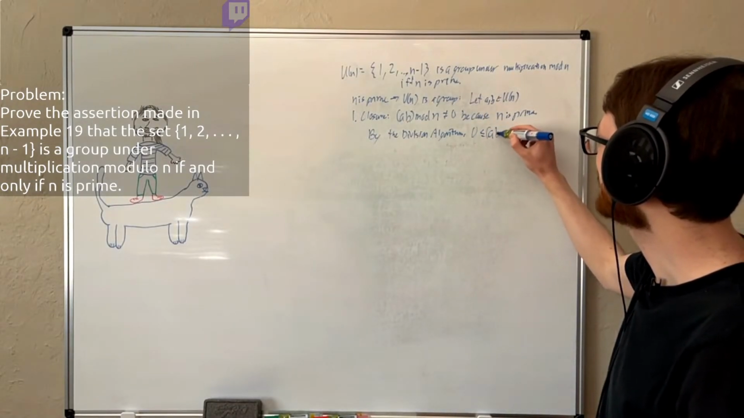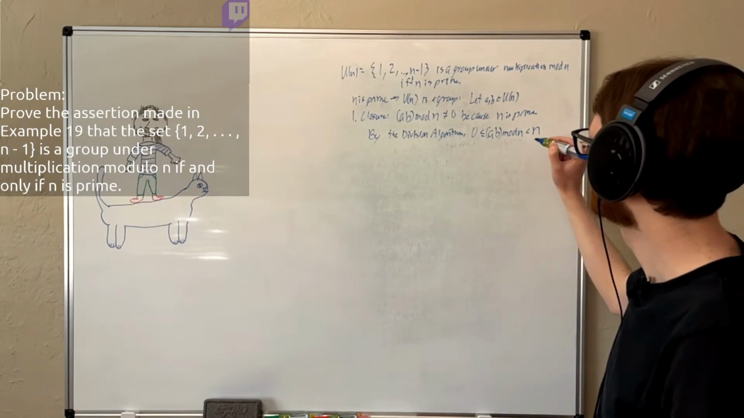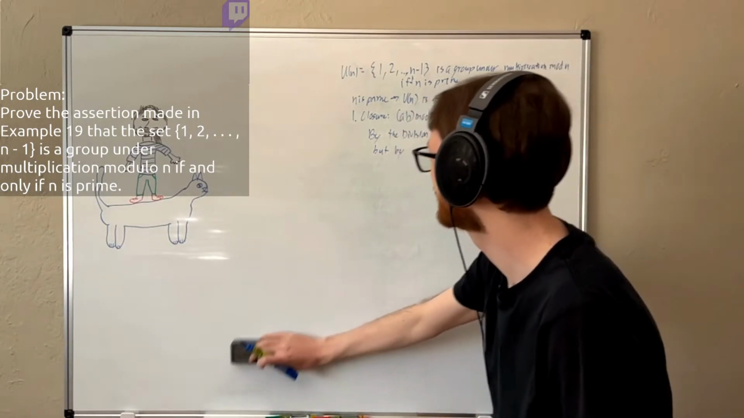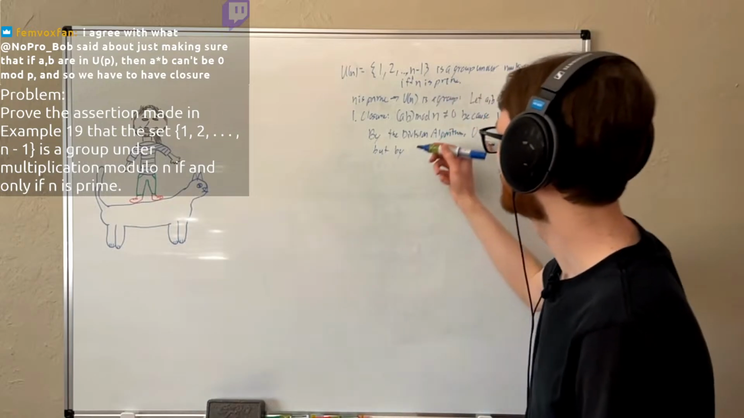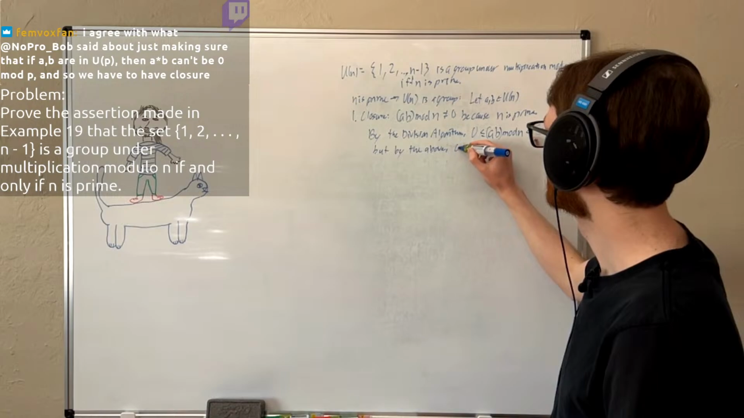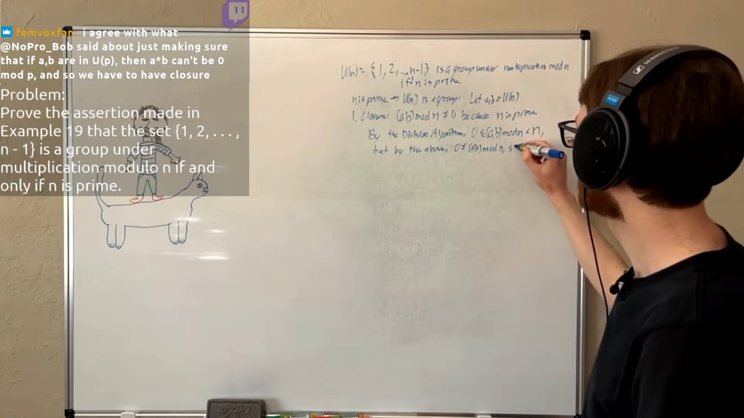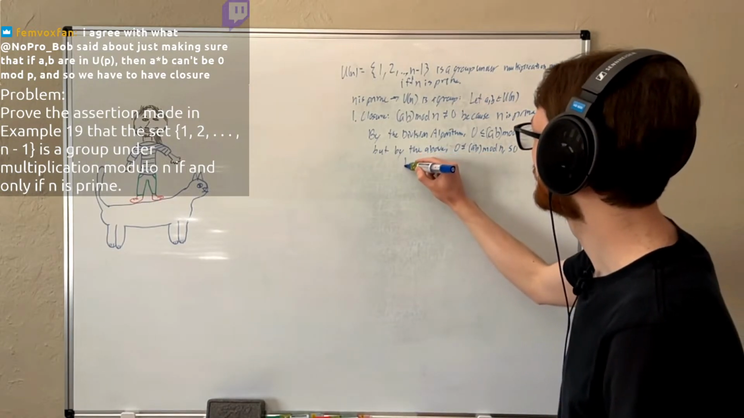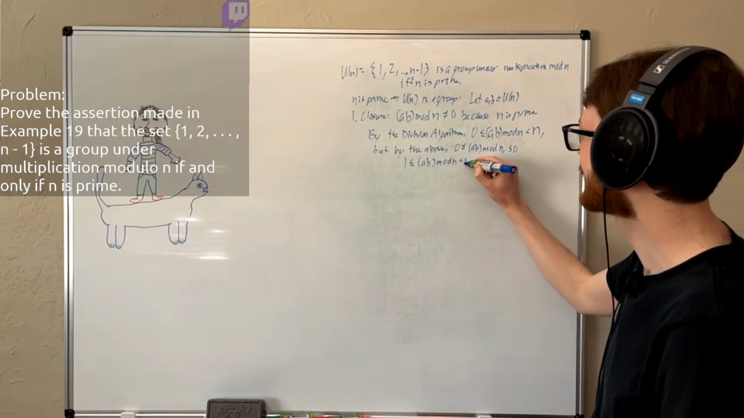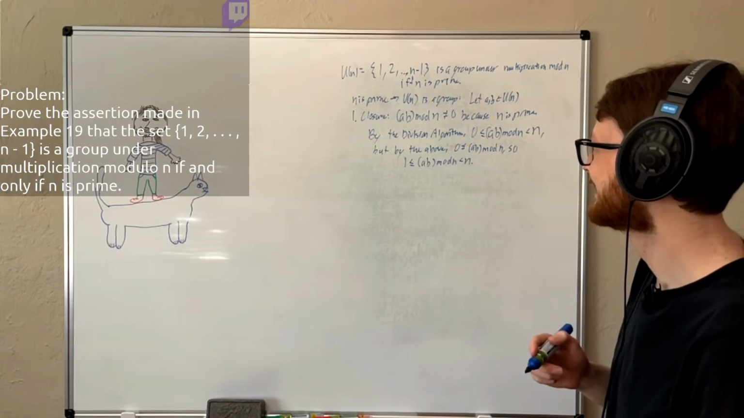0 is less than or equal to AB mod N, which is less than N. Or I guess we'd say and. All right, but by the above, 0 is not equal to AB mod N. So 1 is less than or equal to AB mod N is less than N. That's my idea for proving the closure of this. I don't know if this is right, but it feels right.